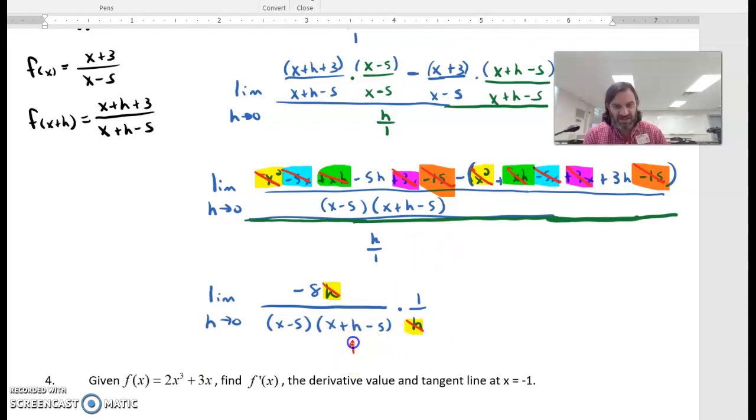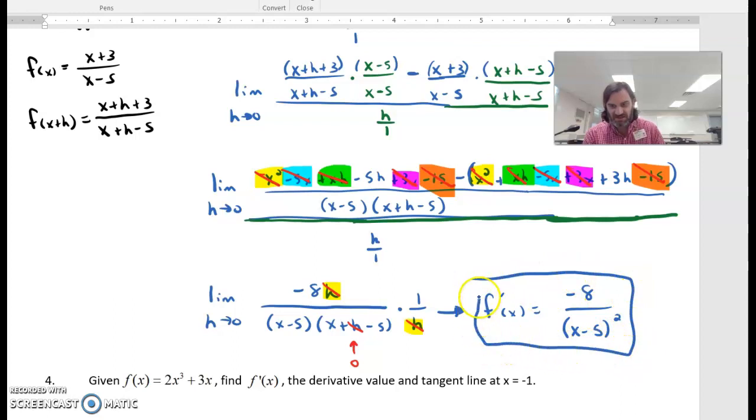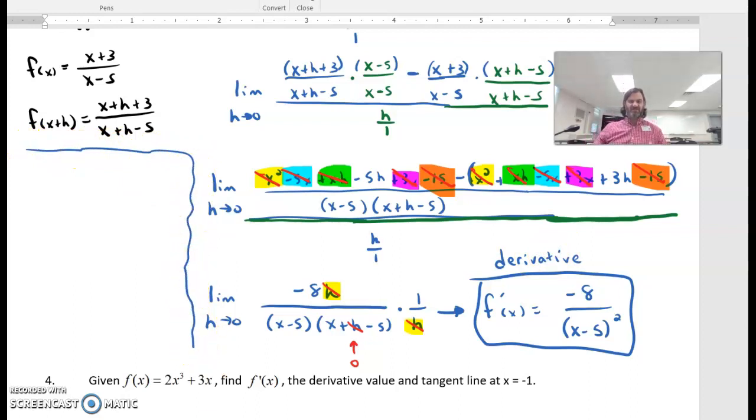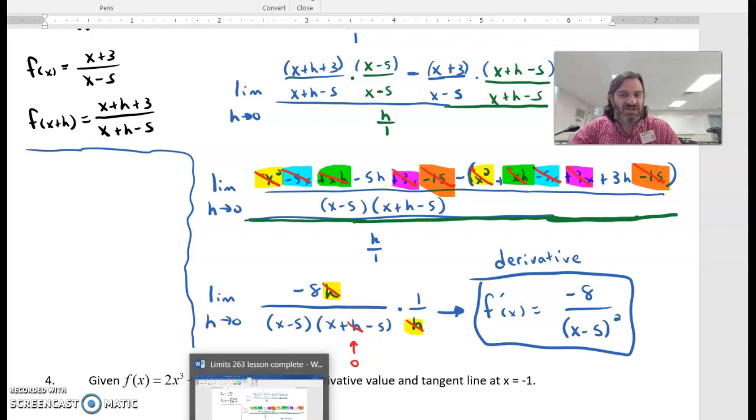Now that it's gone, I can let h inside here be 0 because it's not a problem. So this thing simplifies down to the derivative being negative 8 on top, and on bottom it would be x minus 5 times x minus 5, which we'll write as x minus 5 squared. And that's a hefty load to carry. But it is doable. Just no fun. Okay, so we don't really want too complicated of a fraction or too big of a denominator, because it'll just get so much worse.